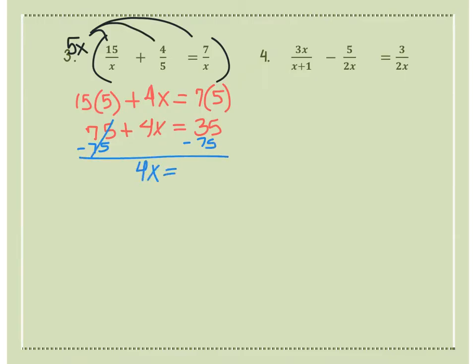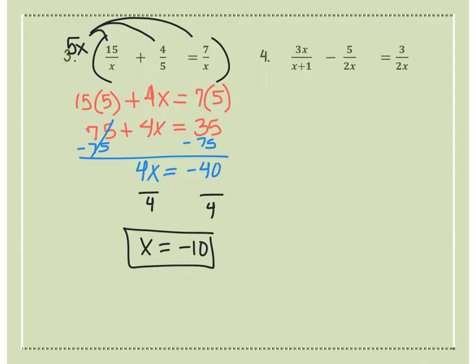4x equals negative 40. Next step is divide by 4. My answer is x equals negative 10. And I go and plug that back in. And I visually do it. I plug it in and I see if it caused any discontinuity. Basically, my denominators, when you have them equal to 0? No, it did not. So my answer does check out.